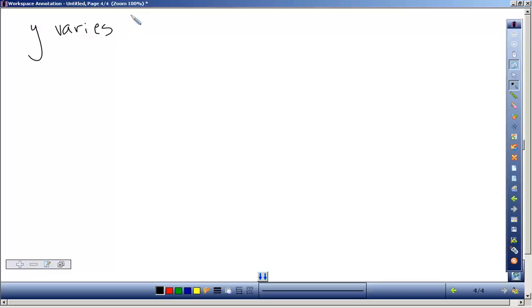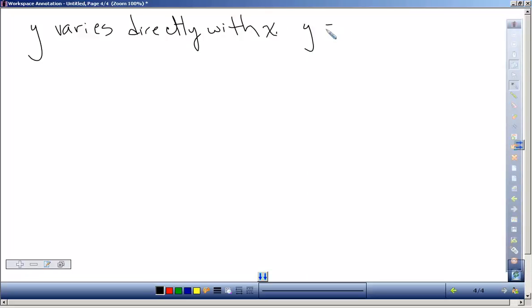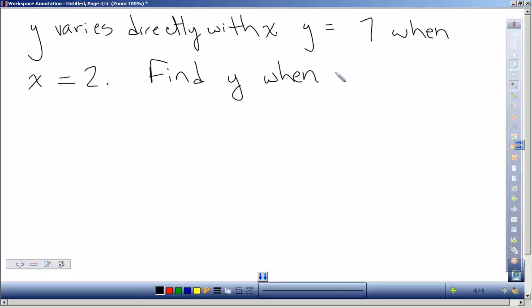If I have that y varies directly with x, y equals 7 when x equals 2, find y when x equals 8. All right, so there's a lot of information in this particular problem.